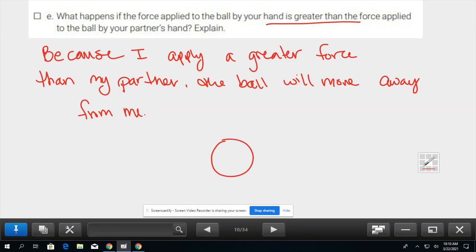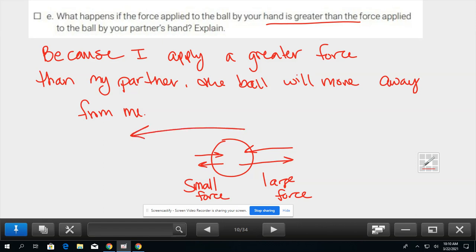So if we think of it like this, I'm pushing on the ball, the ball is pushing back, but my partner is doing this. It's a smaller force. This is a small force. This is a large force. It's going to move in the opposite direction. So if I'm pushing, it's going to move in that direction. It's going to be pushed away. This is motion.